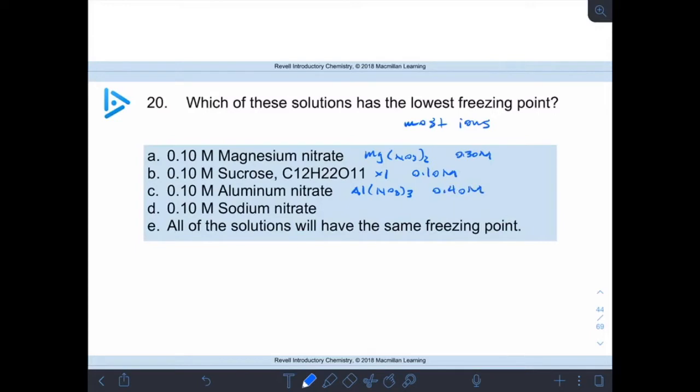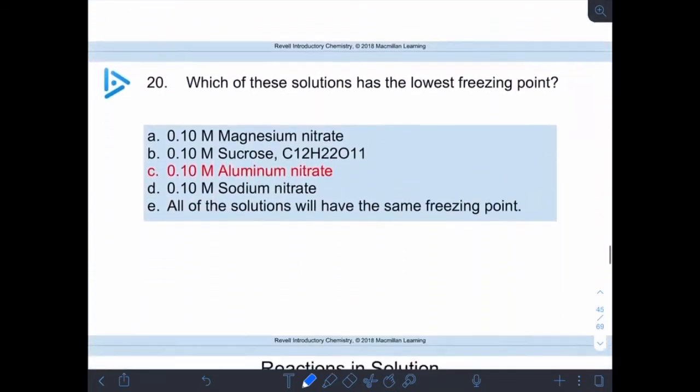And sodium nitrate, that's going to come out as NaNO3. So we get 2 ions there, so a 0.2 molar. All right, so which one has the most particles? That would be the aluminum nitrate. Okay.